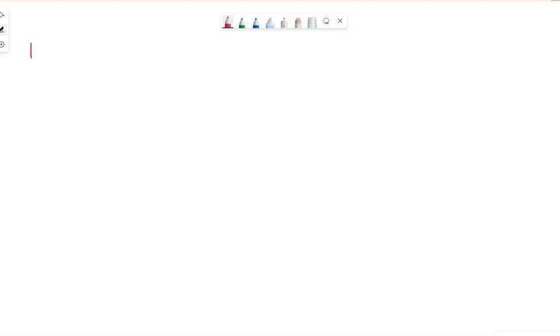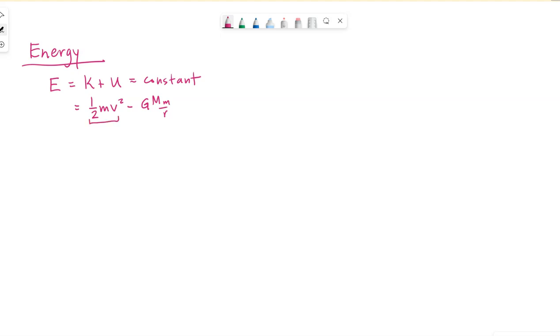Let's talk about energy. When you look on the test notes, you're going to see orbital energy is the K plus U, and this is constant. Now it shows also 1/2 mv squared minus GMm over r. So I want to talk about this potential energy term. We're familiar with kinetic energy already.